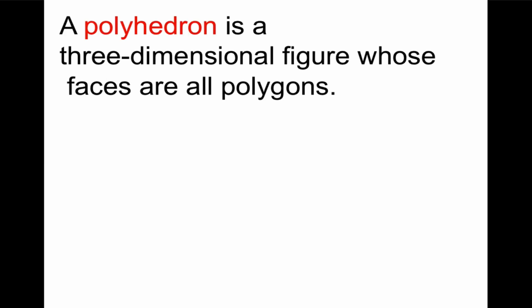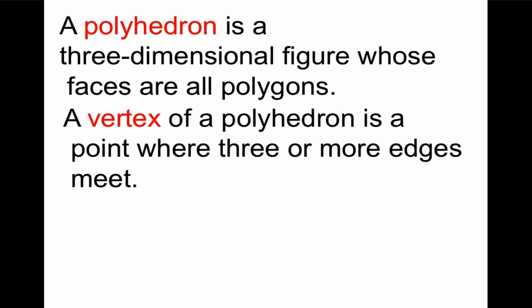A polyhedron is a 3-dimensional figure whose faces are all polygons. So that when you had a basic 2-dimensional figure, we called it a polygon, and now a basic 3-dimensional figure is a polyhedron. And the vertex of a polyhedron is the point where 3 or more edges meet. So now we have 3 important parts of the polyhedron. We have the face and the edge and the vertex. And that's a 2-dimensional and a 1-dimensional and a 0-dimensional aspect of the polyhedron.